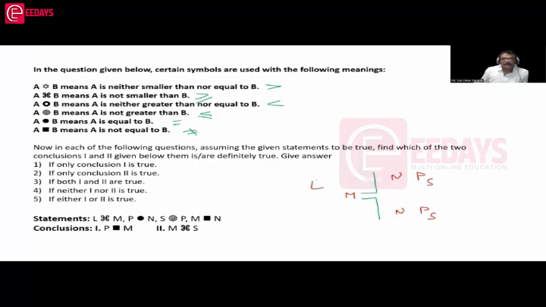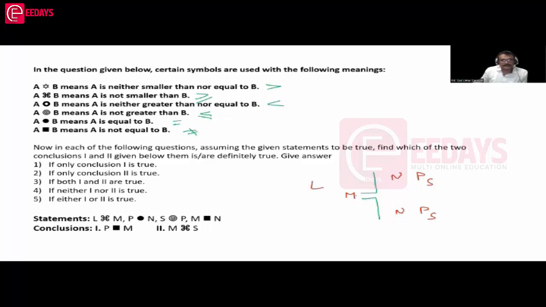We don't know. What is the relation between l and n? We don't know. Between l and p? We don't know. Between l and s? We don't know. We know the relation between l and m, n and m, p and n, s and p only. Now, p is not equal to m. Is it valid? We don't know the relation between m and p.